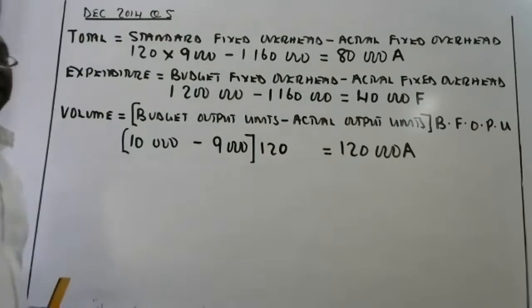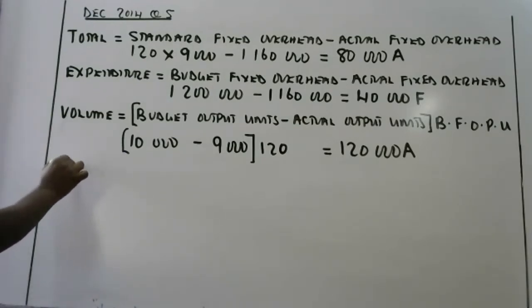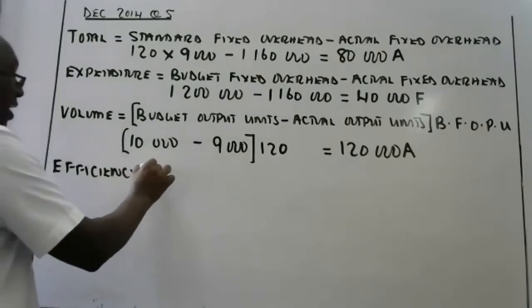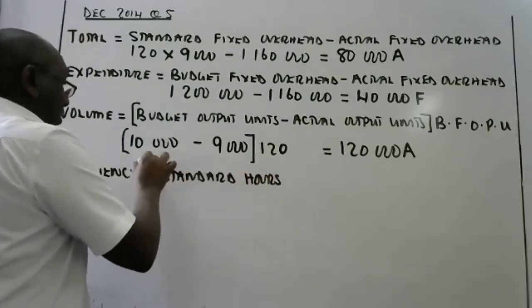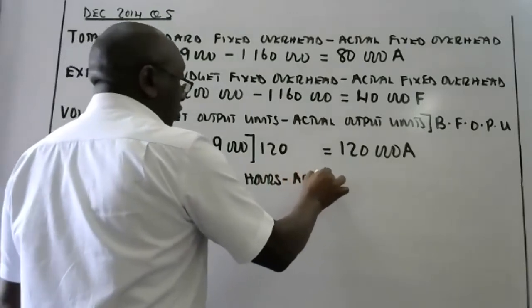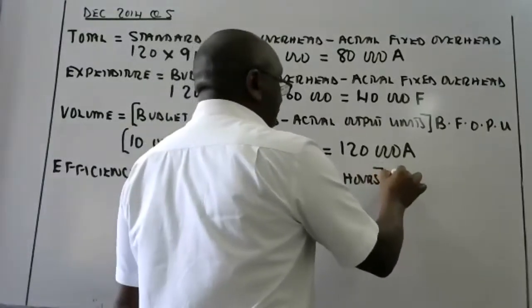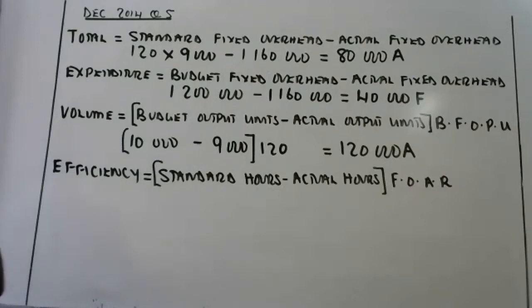It's easier. Okay, 120. The other one we call efficiency. Efficiency is given as standard hours minus actual hours, and as actual hours, you multiply by the fixed overhead absorption rate.